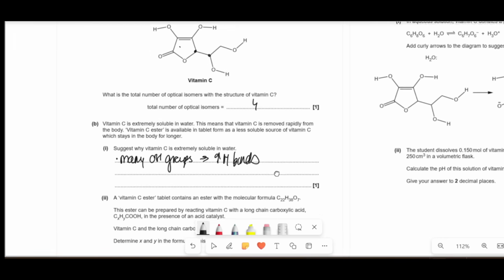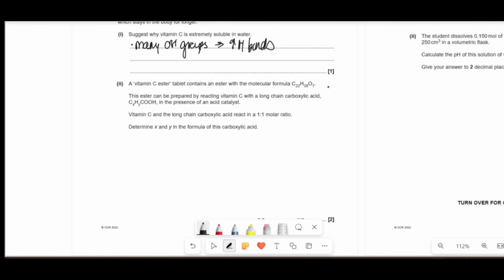So there it is. A vitamin C ester tablet contains an ester with this molecular formula. This ester can be prepared by reacting vitamin C with a long-chain carboxylic acid, in the presence of an acid catalyst. Vitamin C and the long-chain carboxylic acid react in a 1-to-1 ratio. Determine X and Y in the formula of this. So they very nicely told you that.